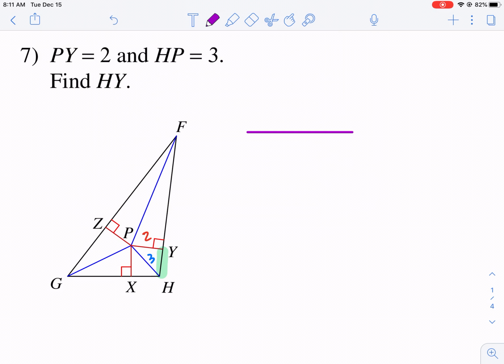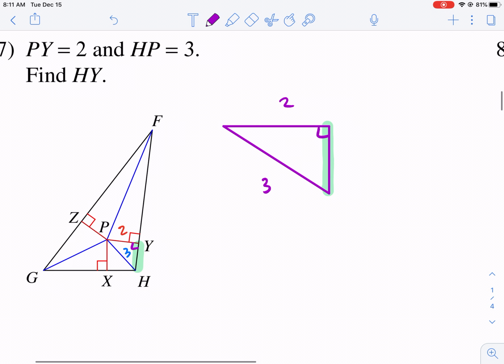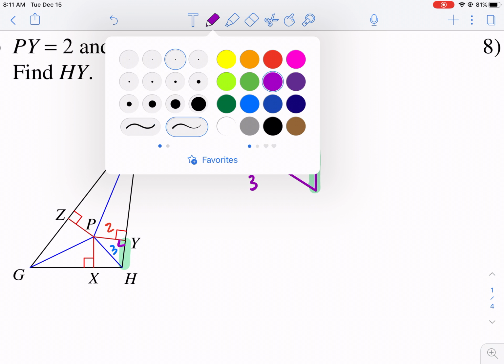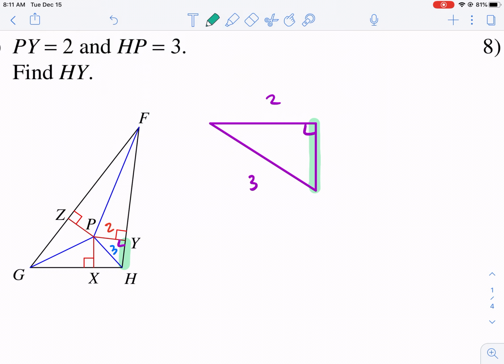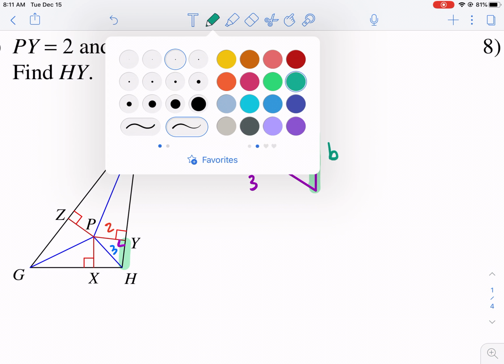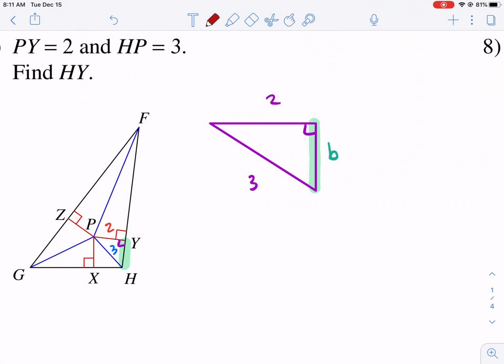I'm going to redraw the triangle here. We're told that that's 90 degrees. Okay, this is not 100% accurate, but you get the point. This is 3, this is 2, and that HY, that's our missing side here that we need to find. We know this is 90 because it's 90 here, so we have to use the Pythagorean Theorem to solve for this missing side. I'm going to call this side B. So now I know I have a squared plus b squared equals c squared.